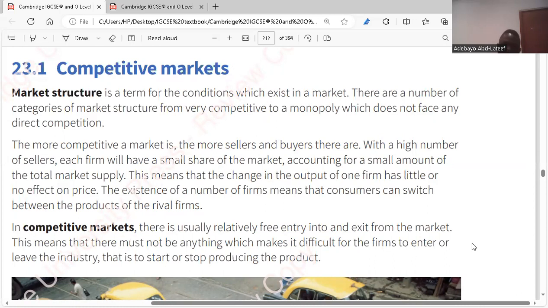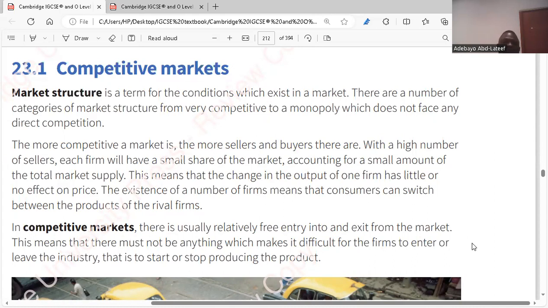So look at the things they really talked about competitive markets here. The first thing they said is, if it's a competitive market, you have more sellers and buyers within that market. So each seller would have a little proportion of that market, because you have to share the customers. So nobody is going to dominate that market. That is the second characteristic there.